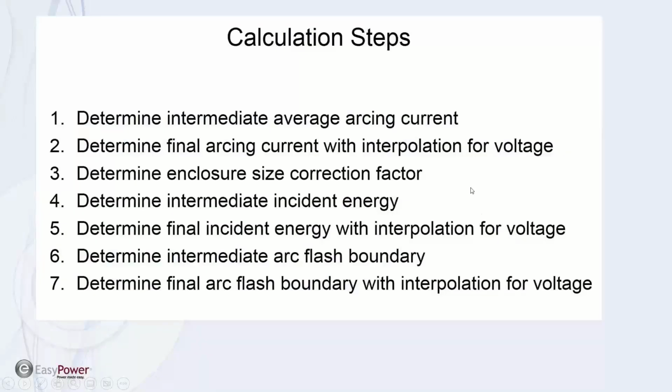So here's a summation of the calculation steps. First of all, you have to determine the average arcing current by calculating using the three equations for the different voltages. Then you define a final arcing current by interpolating for the voltage that you're using. Then you just decide the correction factor for the size, which is going to affect our intermediate incident energy. Then the final energy was determined by interpolating the three voltages.